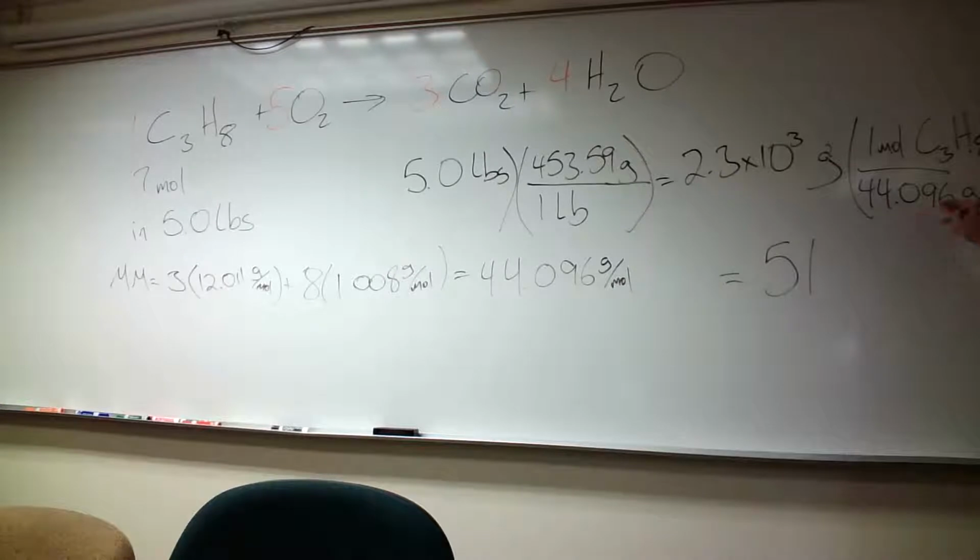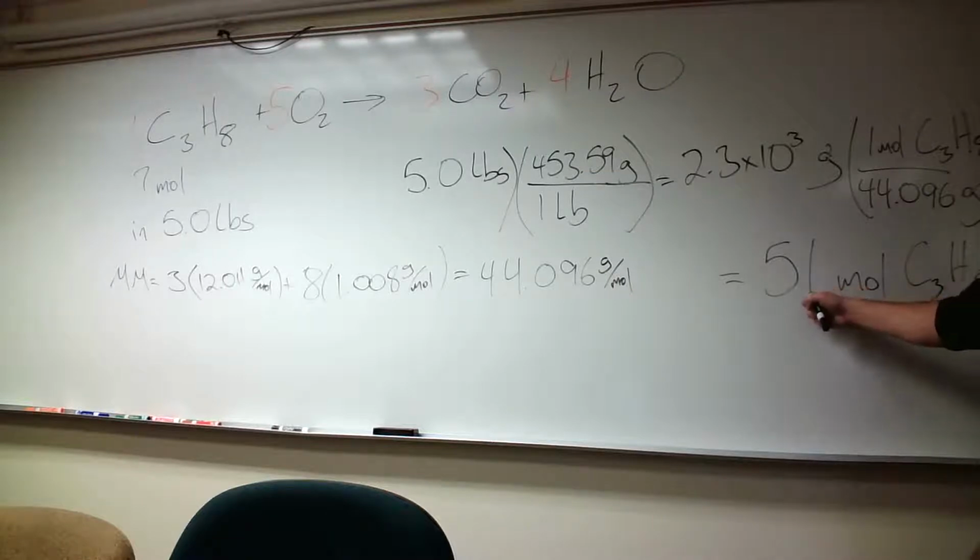Grams cancel out. We're left in moles. And we only need 2 sig figs. We only started with 2 sig figs. If you didn't round in the middle, you might be off by 1 here, that's fine.